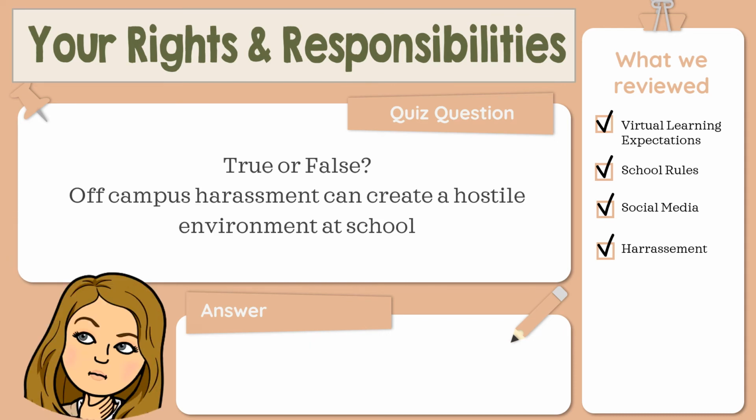Question number 9. Off-campus harassment can create a hostile environment at school. True or false? Teachers, please take this time to pause our video and have a discussion with your class about the correct answer. You're right, the answer is true. Off-campus harassment can create a hostile environment at school. And when that happens, that's when the school needs to step in to ensure that our students are feeling safe and protected.